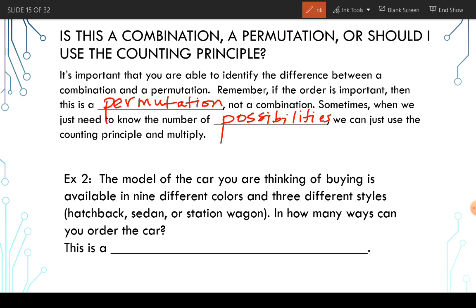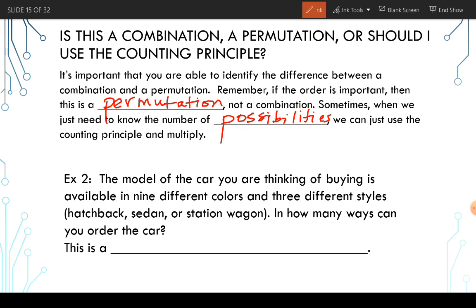Okay, let's decide if we're using combination, permutation, or maybe the counting principle. So, the model of the car you're thinking of buying is available in 9 different colors and 3 different styles. So you have hatchback, sedan, or station wagon. And how many ways can you order the car?